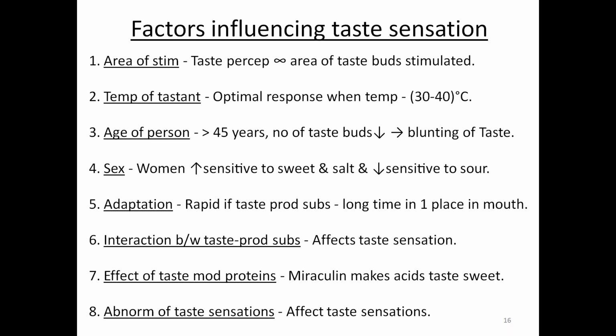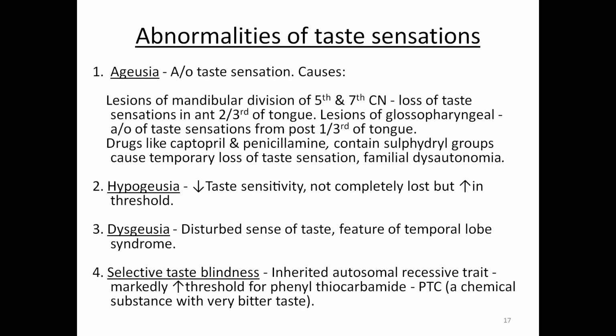Then, the effect of taste modifying proteins. There is a taste modifier protein known as miraculin, which has been discovered in a West African plant. When this is applied to the tongue, this protein makes acids taste sweet. Then abnormalities of taste sensations obviously will affect various taste sensations. So what are these abnormalities that I just mentioned?